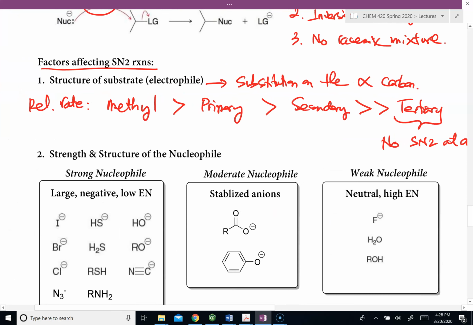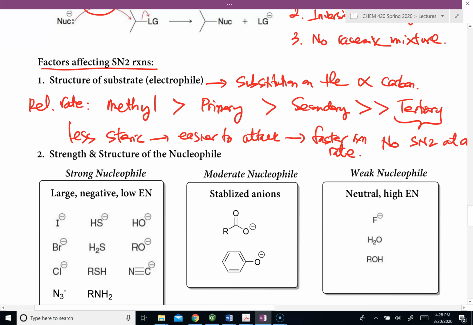And one thing that we need to remember is that the less steric the substrate, the easier it is for the nucleophile to come and attack, and therefore the faster the reaction rate. So less steric equals easier to attack, and therefore faster reaction rate. So that is the effect of the substrate on the SN2 reaction.